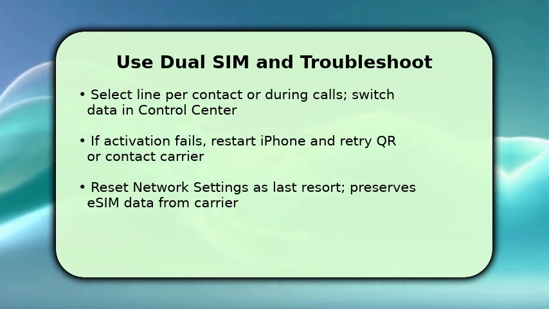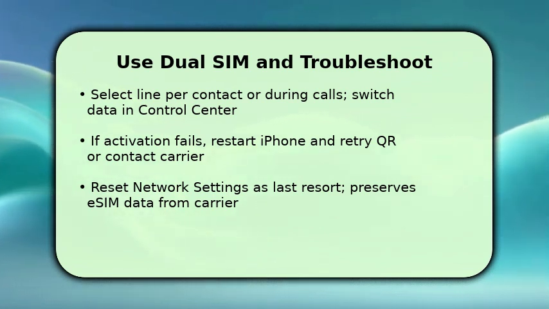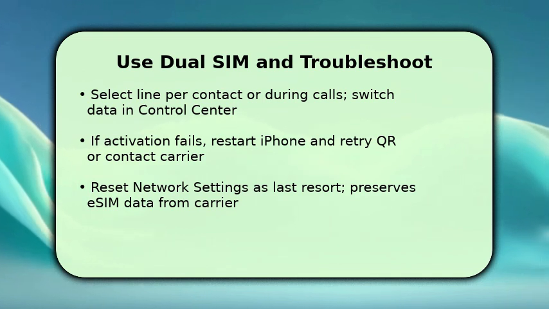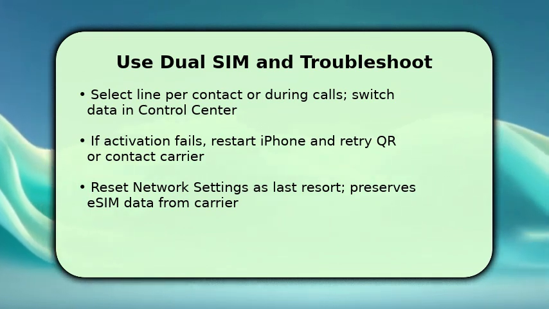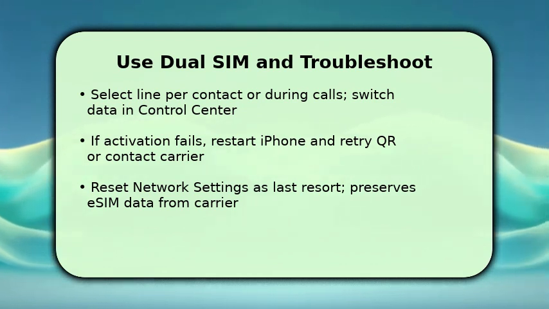If the eSIM doesn't activate, first restart your iPhone and retry scanning the QR or using the carrier app, because simple resets often fix provisioning. If problems persist, contact your carrier. As a last resort, reset network settings. Make sure your eSIM activation info is available, since you may need carrier reprovisioning afterward.